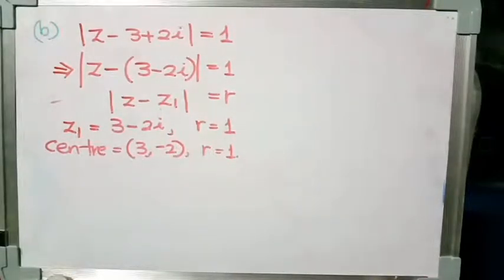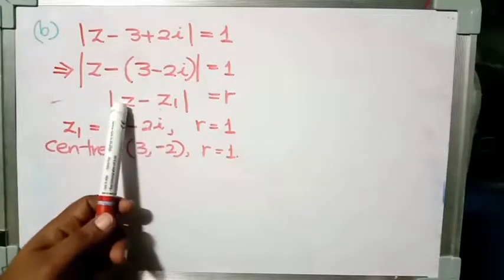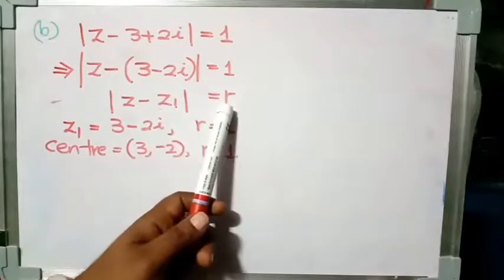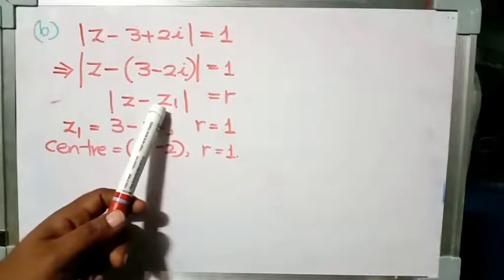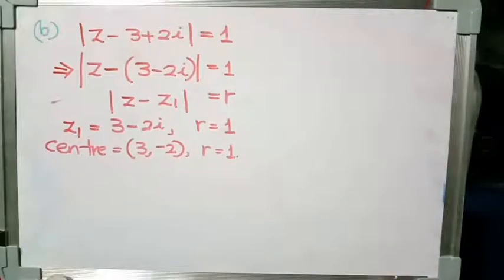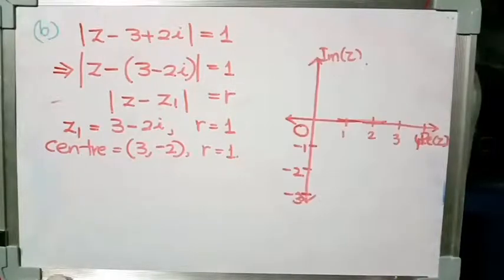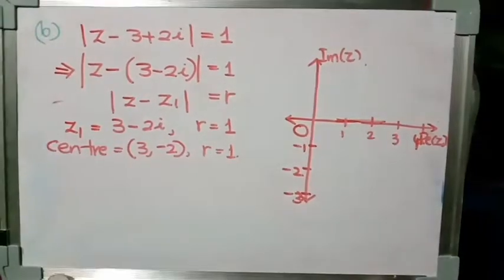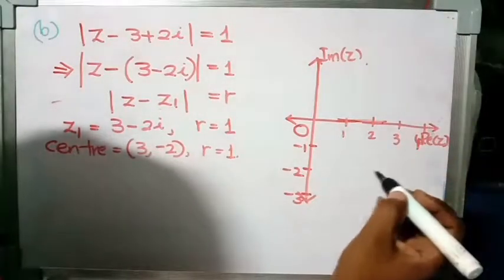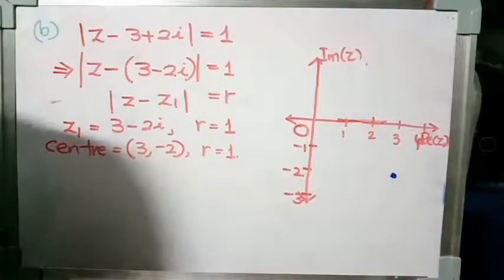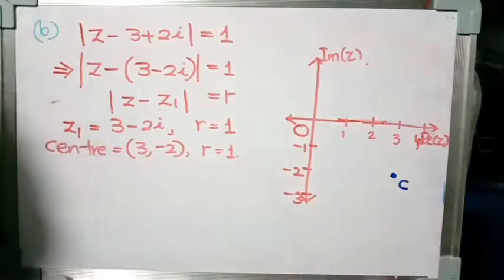Okay, so now it's time to draw the locus on the Argand diagram. If the question is in the form mod z minus z1 is equal to r, the locus is a circle with center z1 and radius r. Now mark the center of the circle, which is (3, -2).